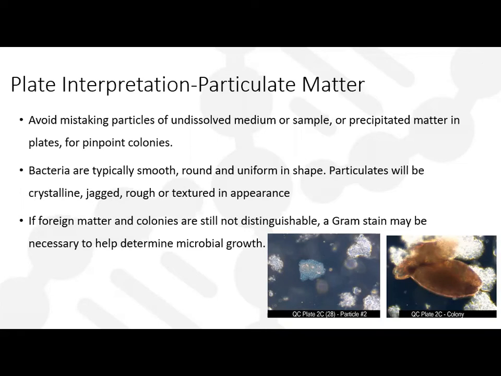We're fortunate enough here to have an instrument called a stereo zoom, which helps us zoom in on that, and we're able to see colony morphology. If you look at the pictures down below, you can see that bacteria, like on the right, it's the yeast colony. They're typically smooth, round or oblong, and very uniform in shape. However, these particulates that you can see around it, and more so in the picture on the left, are kind of crystalline looking. They're jagged, rough, textured in appearance.